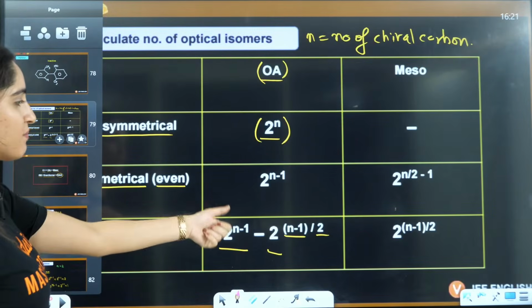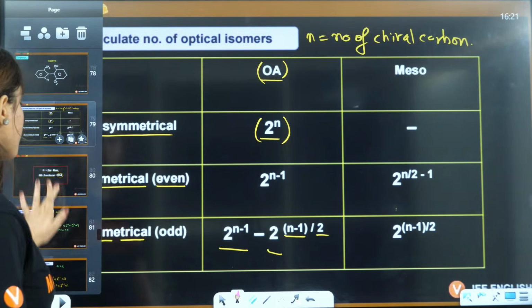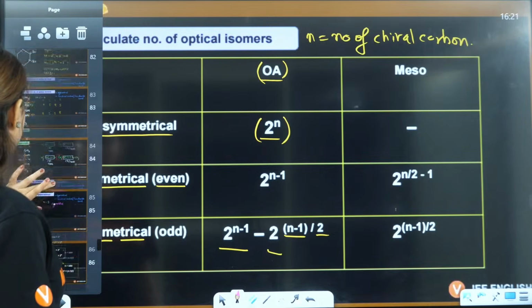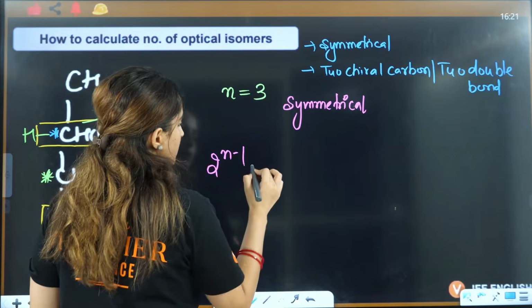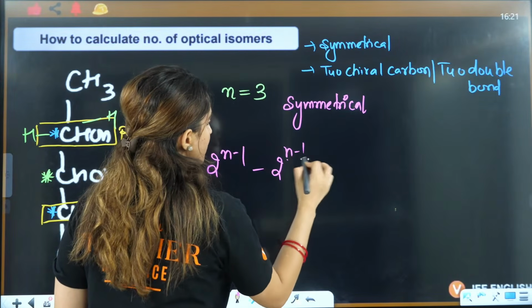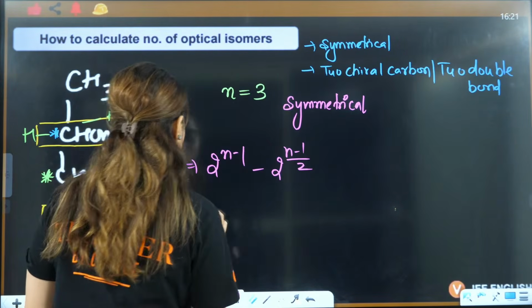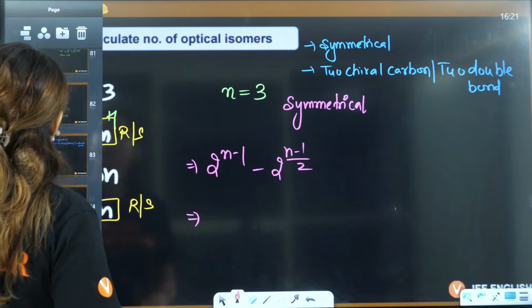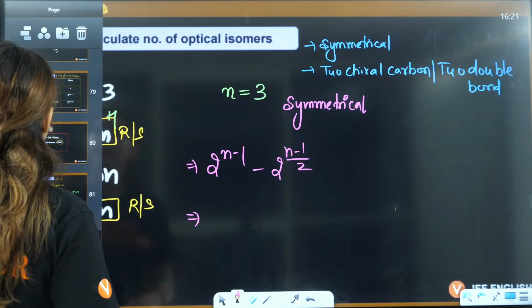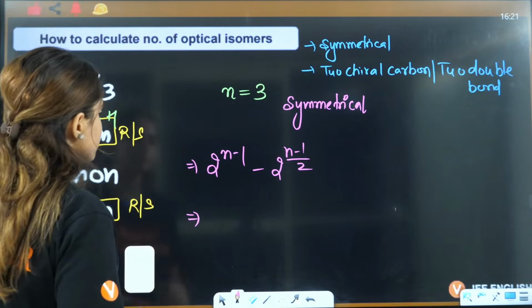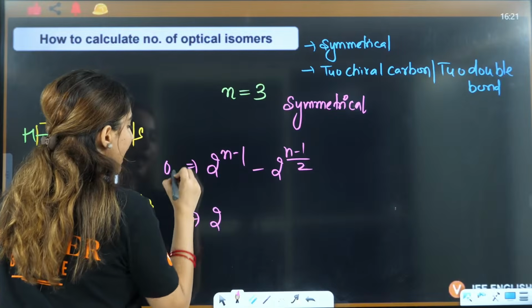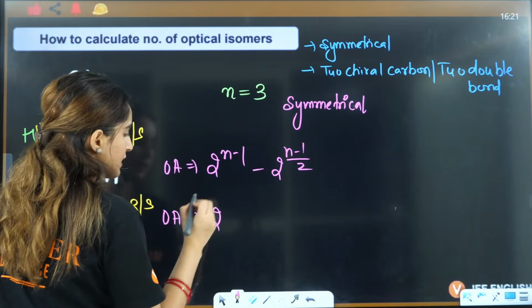2 raised to power n minus 1 minus 2 raised to power n minus 1 by 2. Okay, let's do that. 2 raised to power n minus 1 minus 2 raised to power n minus 1 by 2. I hope so. Now, I really doubt that they will ask you this one, but you never know, right? So optically active isomers will be, right?